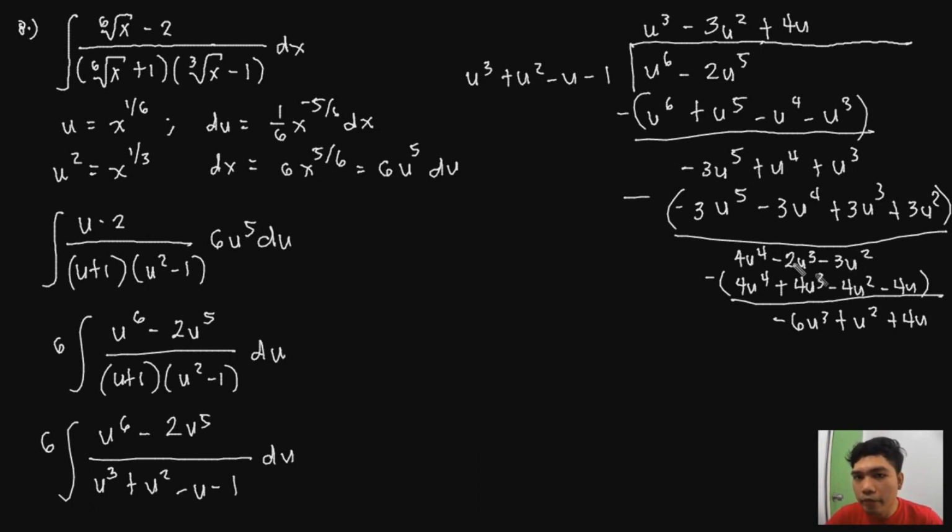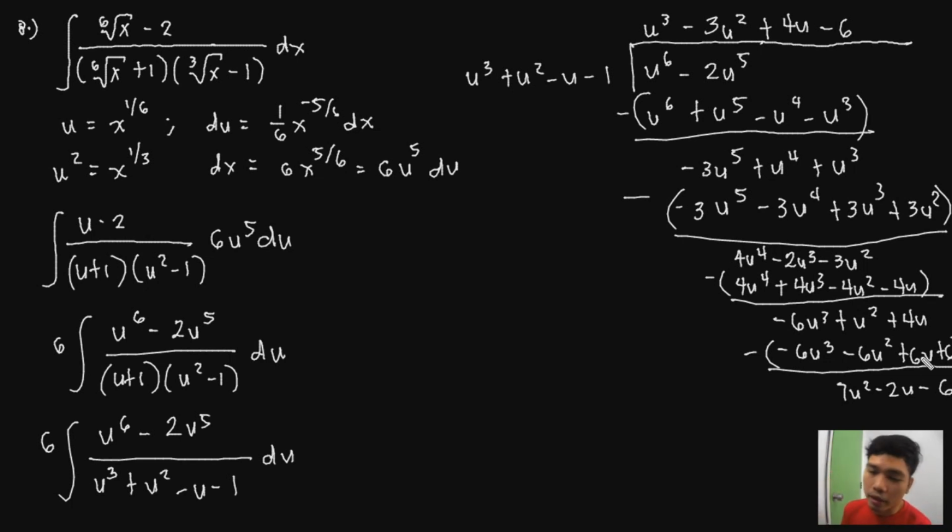Okay, and then finally we could just divide it, so minus 6, so we have negative 6u cubed minus 6u squared plus 6u, and then plus 6. Then we subtract this all. Okay, let's add space, so this becomes 0. Now this becomes 6 plus 1, so that's 7u squared, and then this is minus, so that becomes negative 2u, and then I think this is minus 6. Okay, so that's it for our long division, and we need to copy this, no?